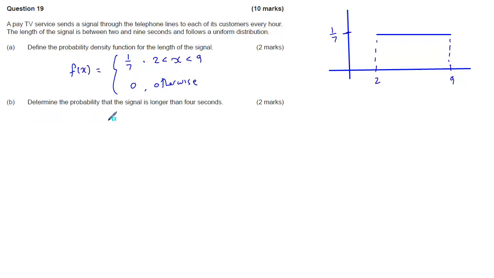Determine the probability that the signal is longer than 4 seconds. So that's just going to be the area from 4 up to 9. So the width is 5, the height is 1/7. So that's just going to be 5 times 1/7, which is 5/7.